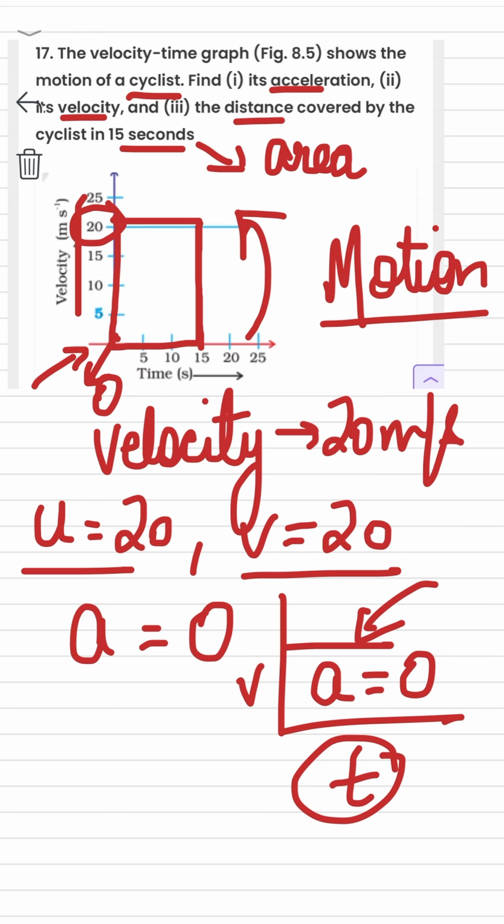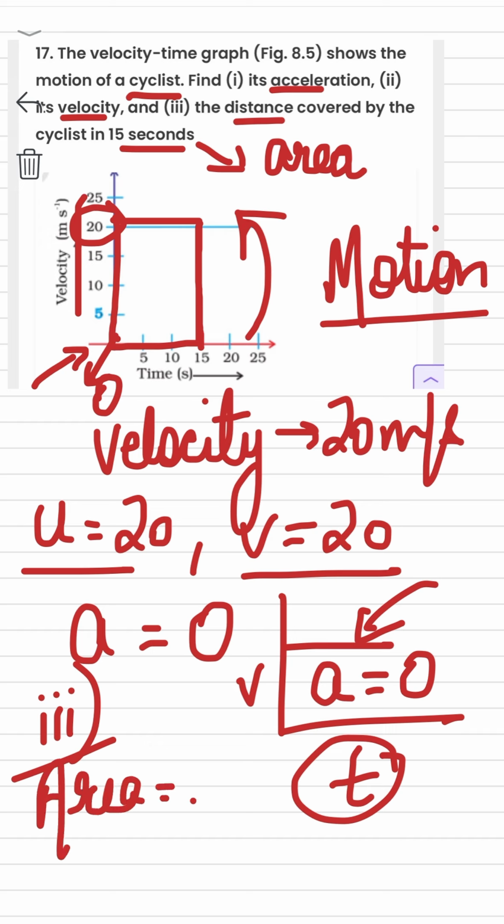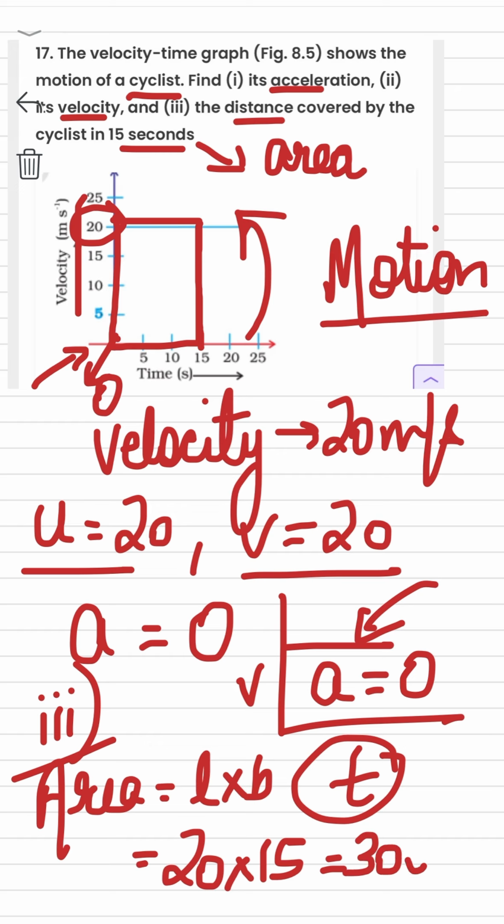So when we find out for the third part the distance, the area would be length into breadth, which is, if I talk about the y-axis, it's 20, x-axis it's 15, so 15 into 20, 300 meter. So the distance traveled will be 300 meter.